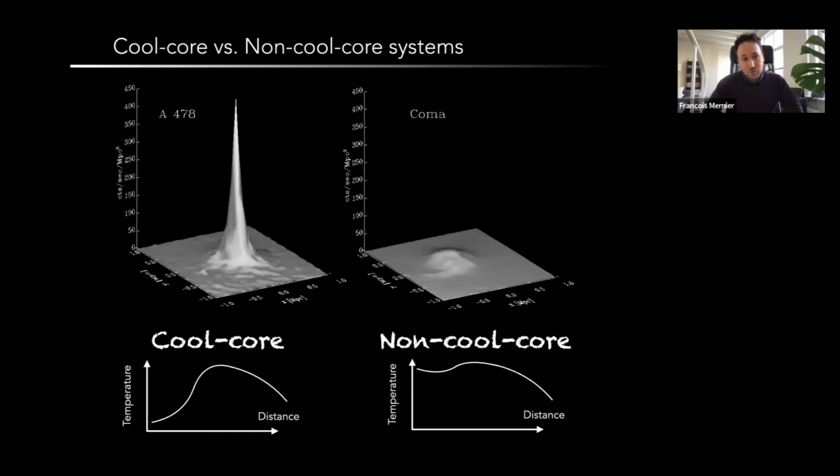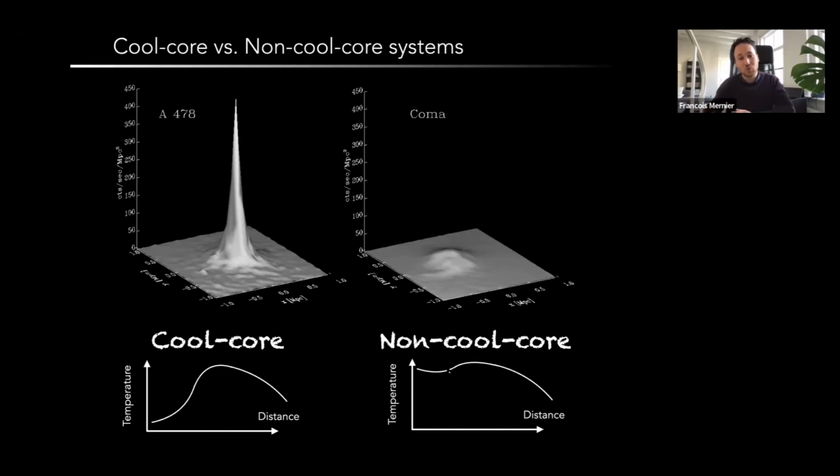Another thing I would like to introduce is the concept of cool core versus non-cool core systems. So if you just look at clusters in X-rays, some of them have a significant drop in temperature towards the center, which also corresponds to a clear X-ray peak in the X-ray brightness, which is not always the case. For example, for the Coma cluster, you see that the X-ray brightness is much more extended, and you do not see a temperature drop here.